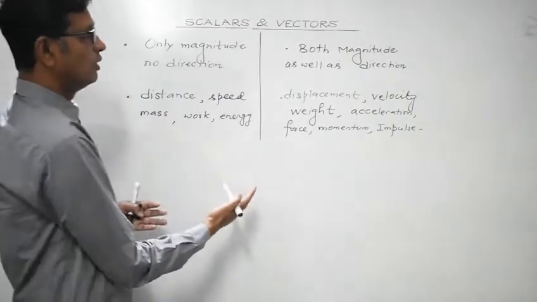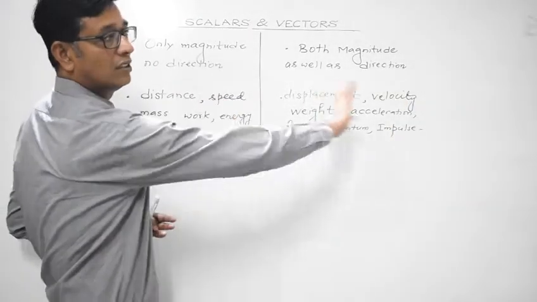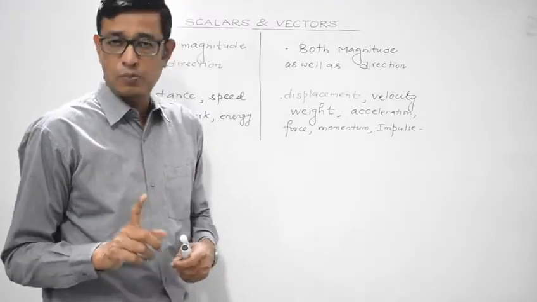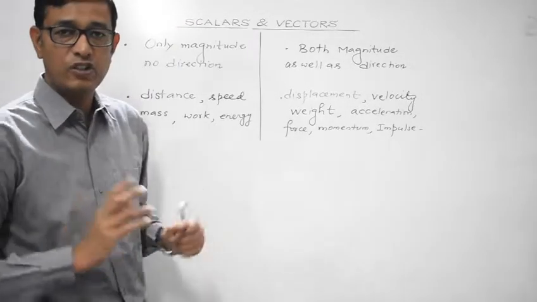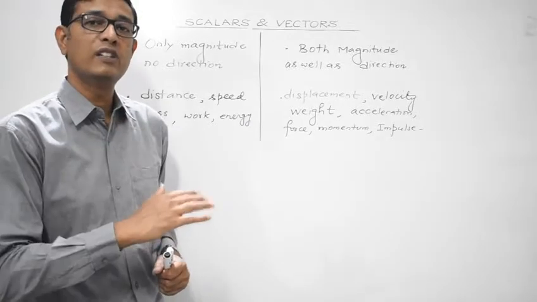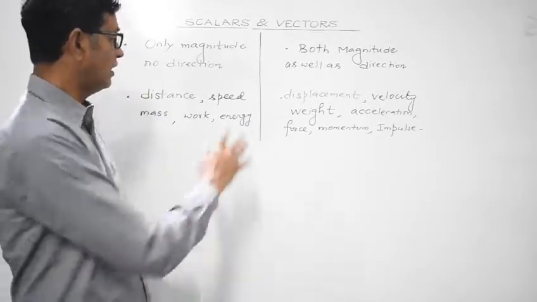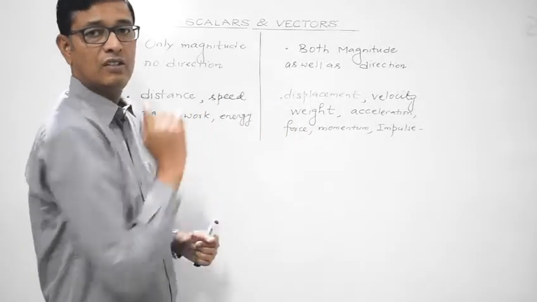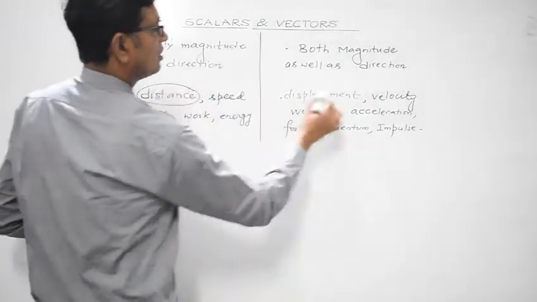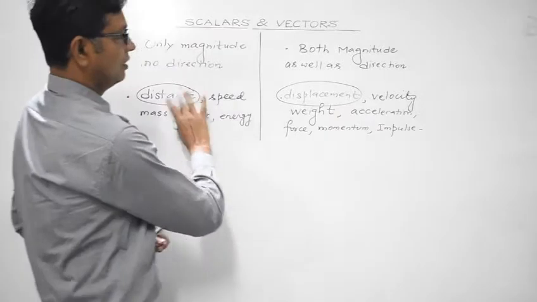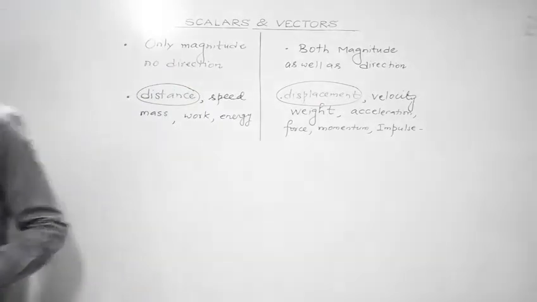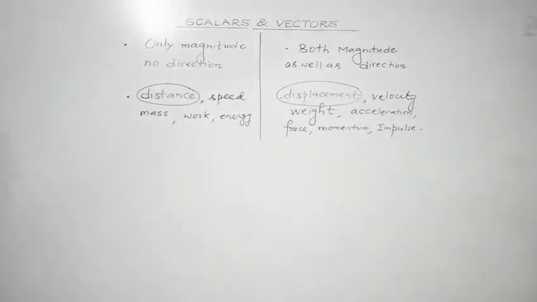So these are a few examples of physical quantities which are scalars and vectors, right? So scalars are those quantities which possess only magnitude but no direction, while vectors are those physical quantities which possess both magnitude as well as direction, right? And these are examples of scalar quantities and vector quantities. Now what we'll do is, we'll try to bring out the difference between distance and displacement. Then in the next section we'll discuss speed and velocity. So let's start with distance and displacement.